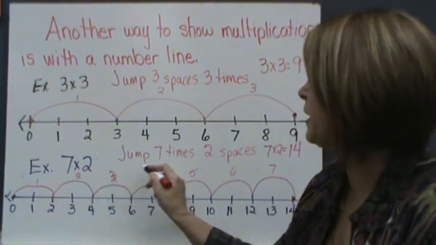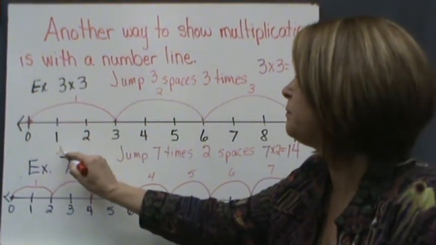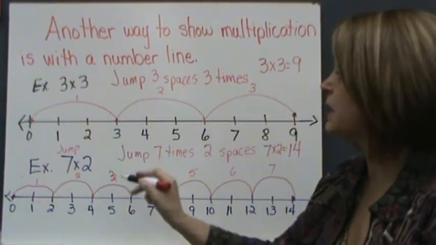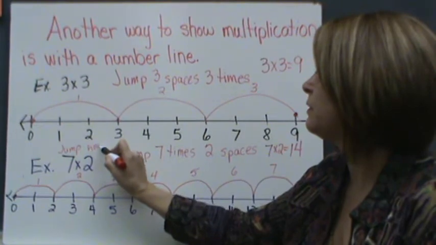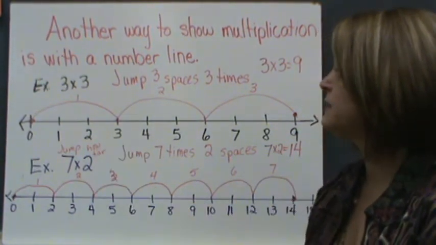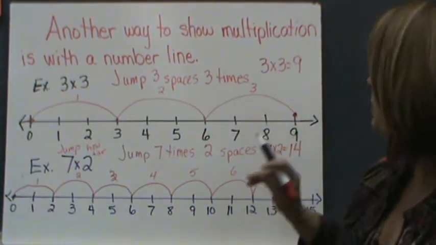Your first number tells you how many times you jump, and your second number tells you how far. 7 jumps of 2. Okay?